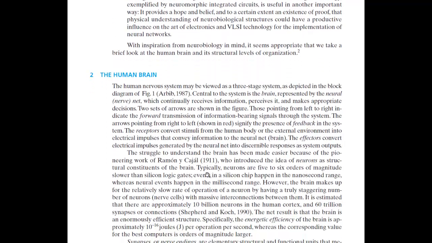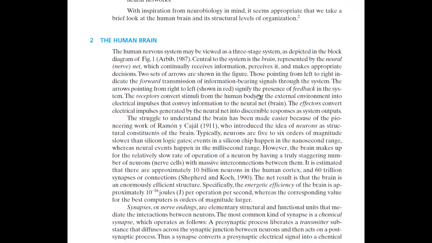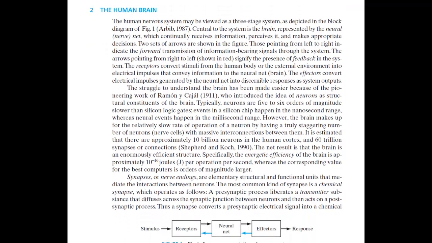Now coming to the human brain. The human brain is a very important aspect here, because the neural network is extracted from the performance of the human brain only. So the better you understand the human brain, the better you can implement it in your artificial neural network. Now if you see the human nervous system, it may be viewed as 3 stages. What are those? Directly we'll go to the block diagram.